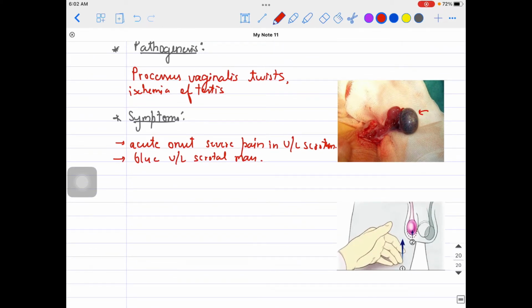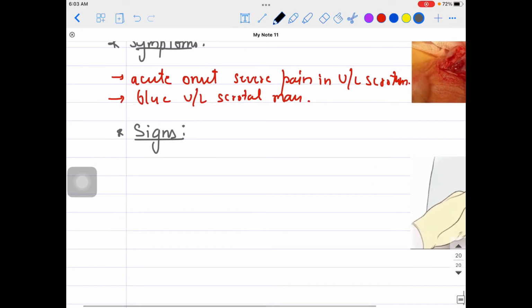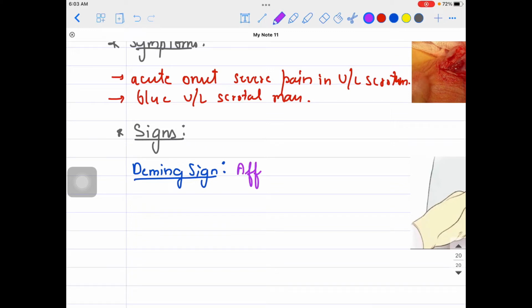What are these signs? Let me talk about them. The first sign you can see in these patients is the Deming sign. What is this Deming sign? In the Deming sign, the testis which has undergone torsion will be lying at a higher level. So the affected testis will be lying at a higher location, at a higher level.